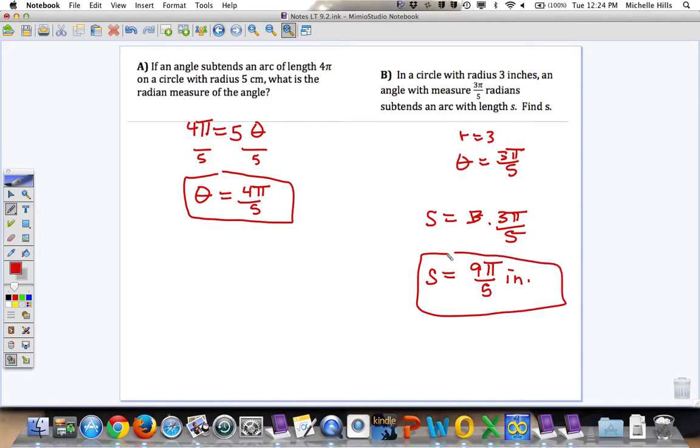So S, the length of the arc, is equal to r, the radius of the circle, times theta, which is the measure of the central angle that subtends, is opposite to, the arc we're talking about.